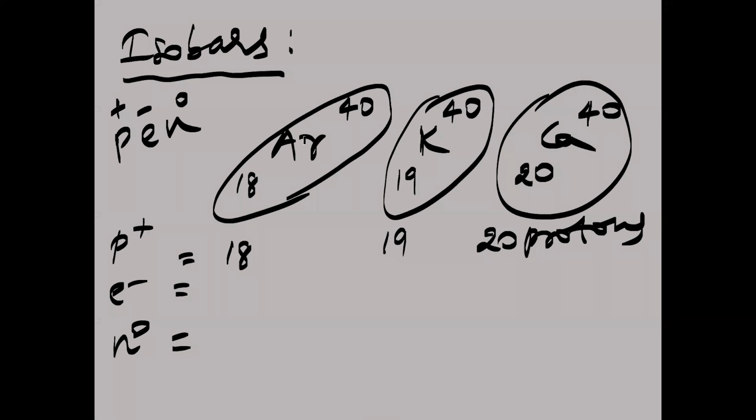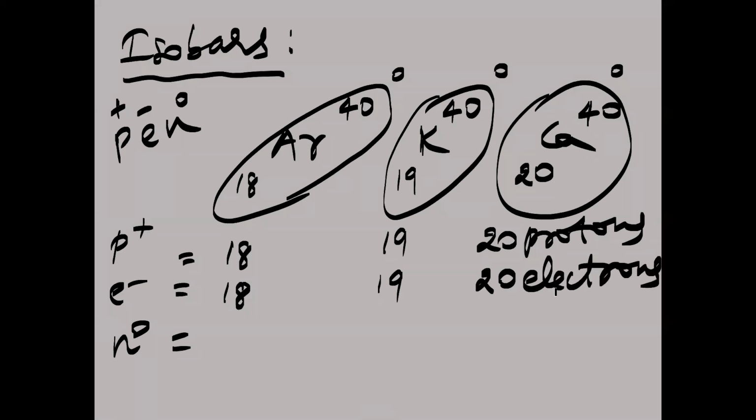Next, this is a neutral atom, this one is a neutral atom, this one also is a neutral atom that we have taken. Atom indicates neutral. All these are atoms, neutrally charged. So in any neutral atom, protons number is equal to electrons number. So 18 electrons, here 19 electrons, here 20 electrons. So the electrons number is also different in the 3 species. The protons number also is different.